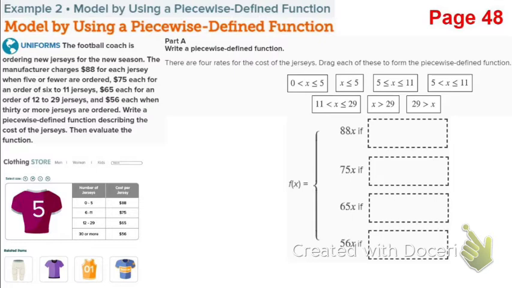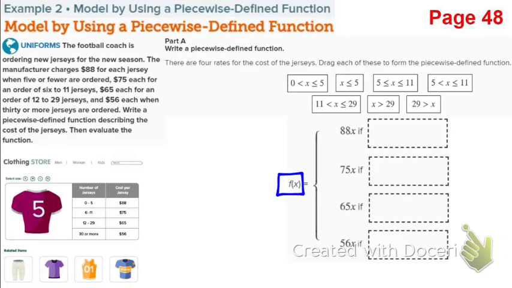Over here, we're going to fill this in. What's the name of this function? What is the function notation before the curly bracket? What did they name it? F. This is my function f of x. What do you think the x means? What would be changing each time as different coaches are putting in these orders?